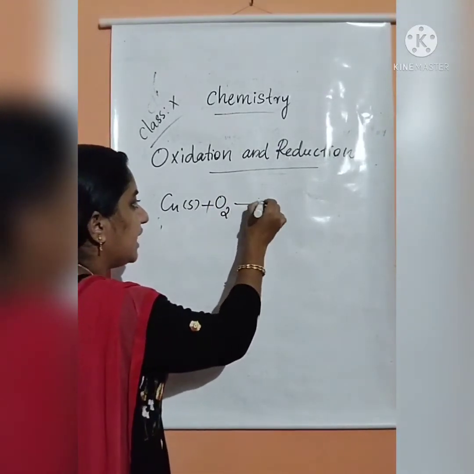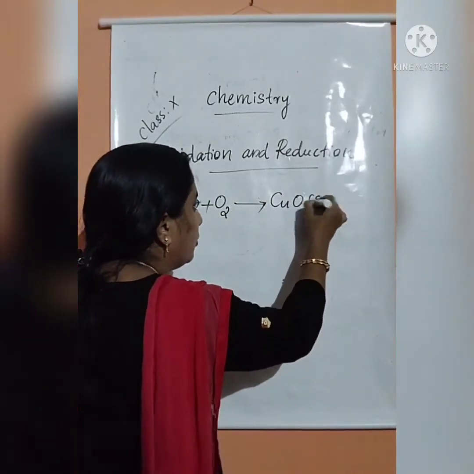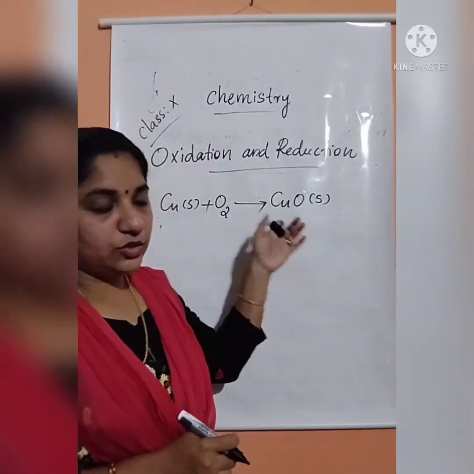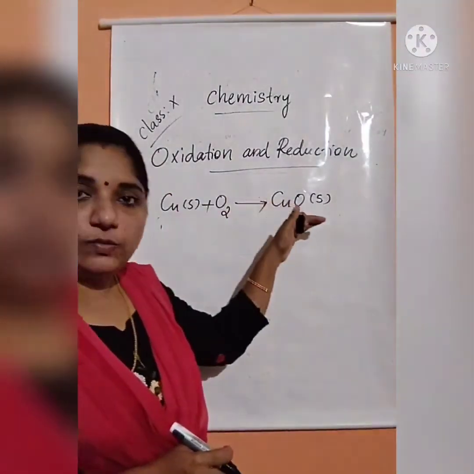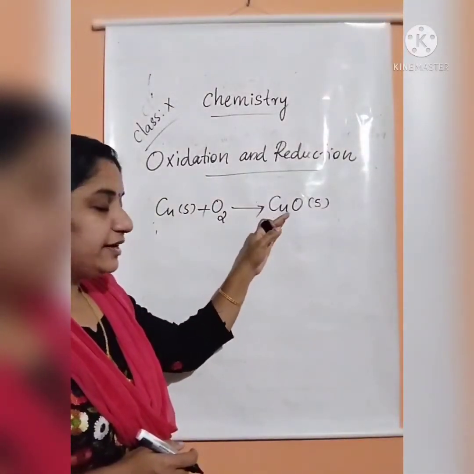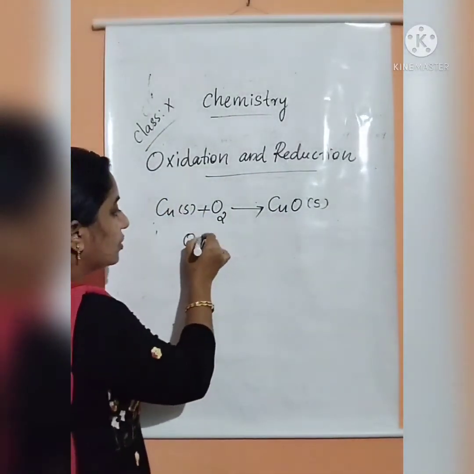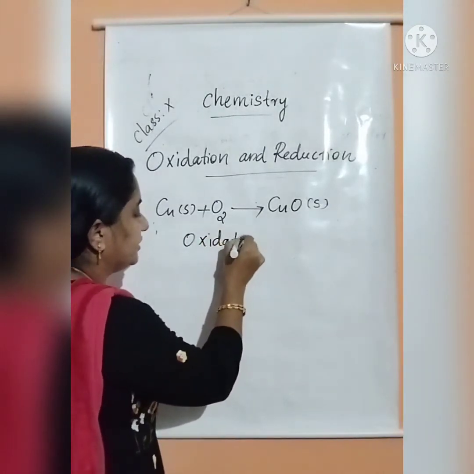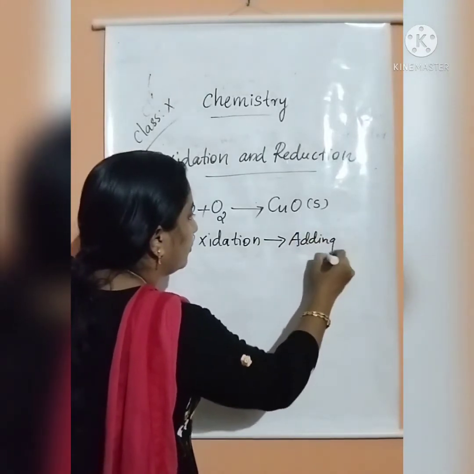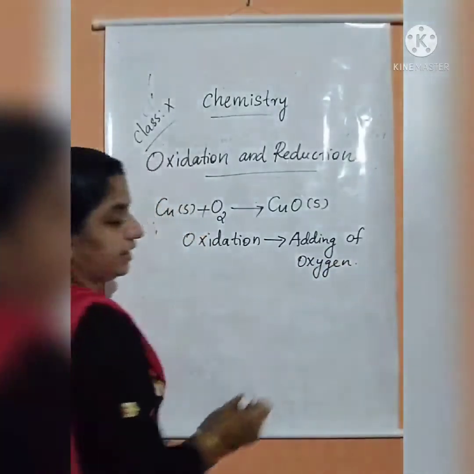So copper reacts with the oxygen. Copper oxide is formed. The color of copper oxide is black, so the brown color is turned into black powder. Here we can see that oxygen is added to the copper. This type of reaction is known as oxidation. Oxidation is adding of oxygen.